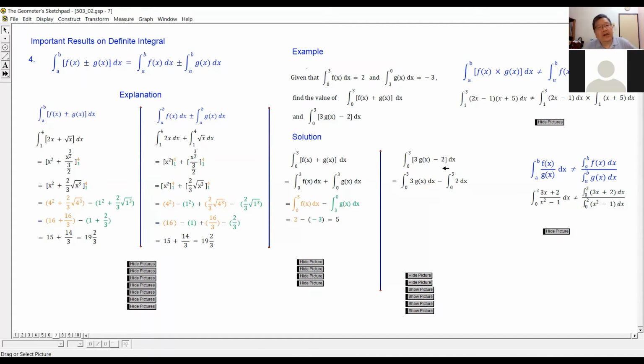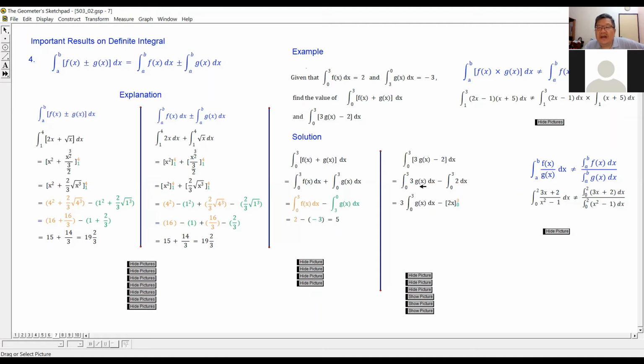Now, according to the important result, we can separate the two of them, the 3g(x) and the 2. So I separate them in this way. Integrate from 0 to 3, 3g(x) dx. Since here is minus, I put minus. Integrate from 0 to 3, 2 dx.